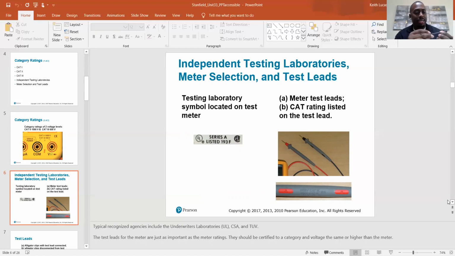These are actually mismatched because I'll be breaking stuff, but this one also has it. Right here on the side of my lead, it says CAT 3 somewhere on there. I can't see anymore. Anyway, you want to make sure that your leads match up with your meter.